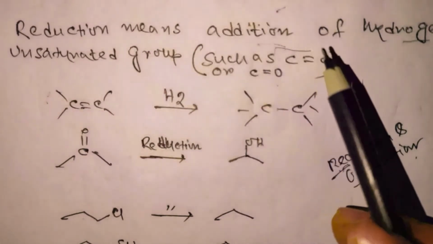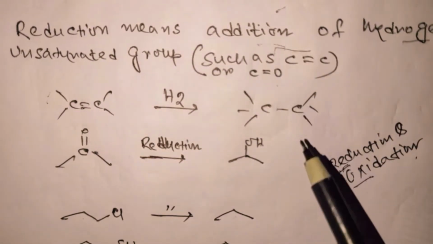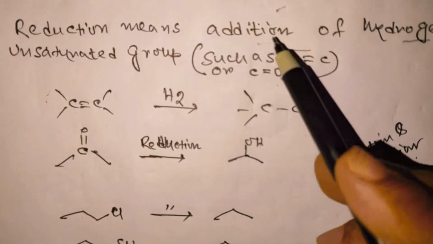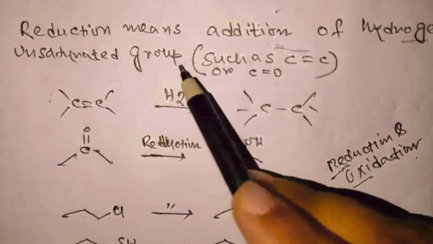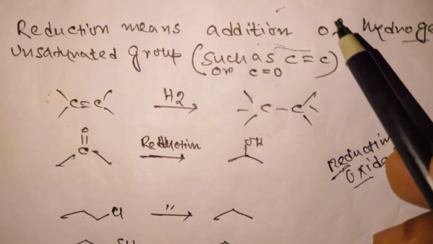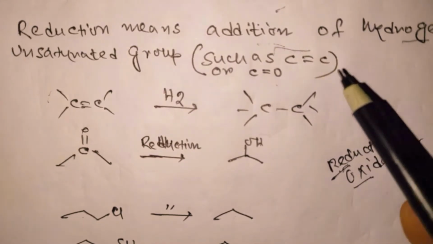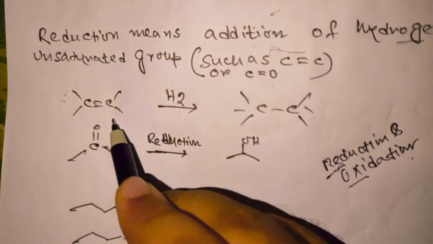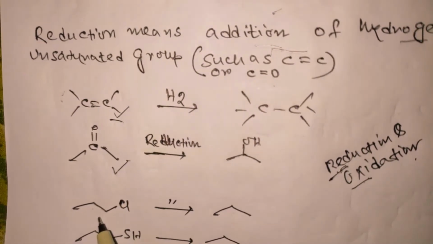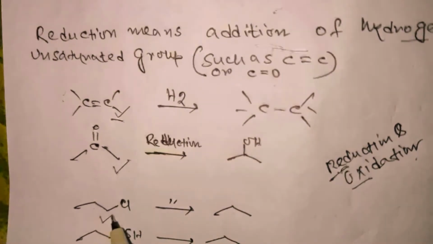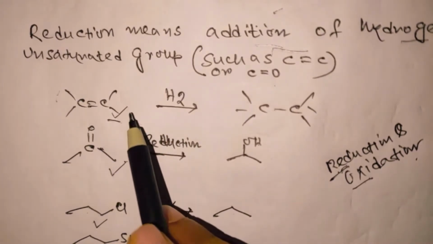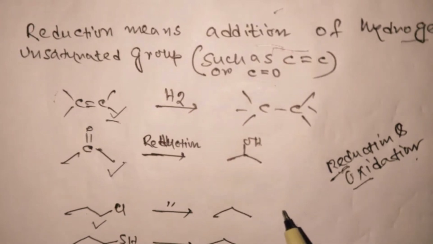to any unsaturated group is named a reduction reaction. So we can define it in the simplest way: the addition of hydrogen to an unsaturated group. From an organic chemistry perspective, our definition is almost correct, and now we will see the examples. Our first example is reduction of alkene. Second one is reduction of ketone. Here the reduction of alkyl halide, that is the alkyl chloride, happens. Here the reduction of thiol happens. All these kinds of reactions are called reduction reactions.